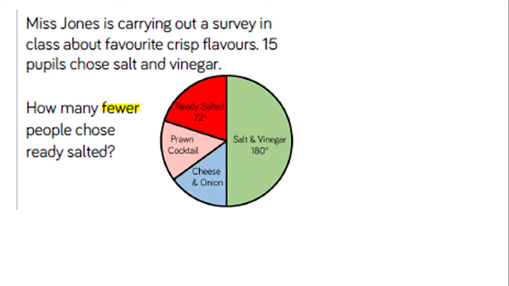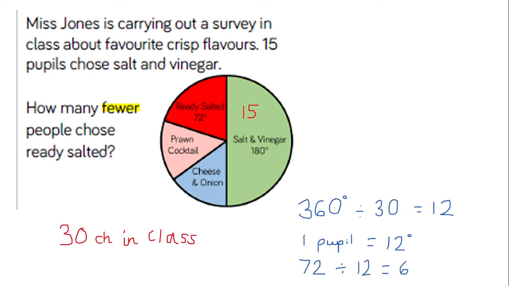Okay, so as we can see this time, we've shown the pie chart and we've shown the degrees that have been drawn on the pie chart. We haven't been shown amounts of children and we haven't been shown percentages, so it's different things we need to work with there. So what we do know is that 15 children chose salt and vinegar. Okay, so that tells me that there must be 30 children in the class because that was half of it, so I know there's 30 children in the class.